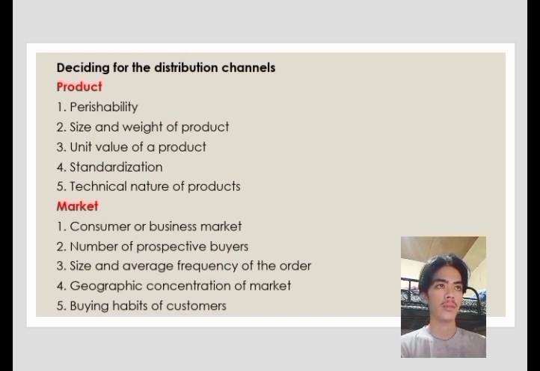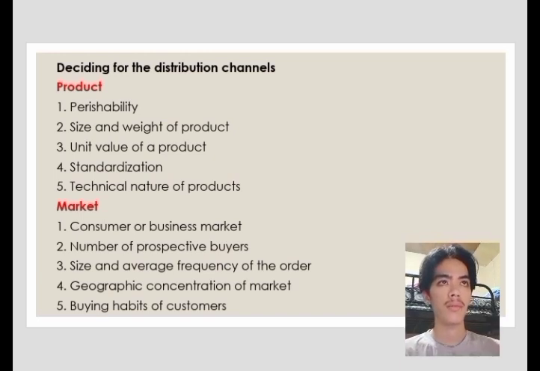First, we have consumer or business market. If the market is consumers, retailers are necessary distribution channels, whereas business markets may require another method. Second is number of prospective buyers. If there are more buyers, it is likely that the distribution channel will be long. In contrast, if the number of consumers is projected to be less, the manufacturer can well sell straight to the consumers by assigning salespeople. Next, we have size and average frequency of the order. Many channels are required for big market size, while for small market size, direct selling may be advantageous.